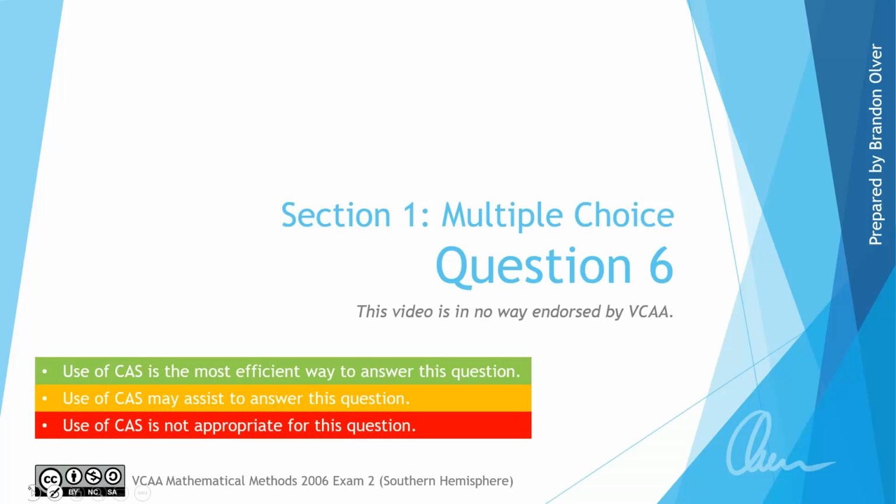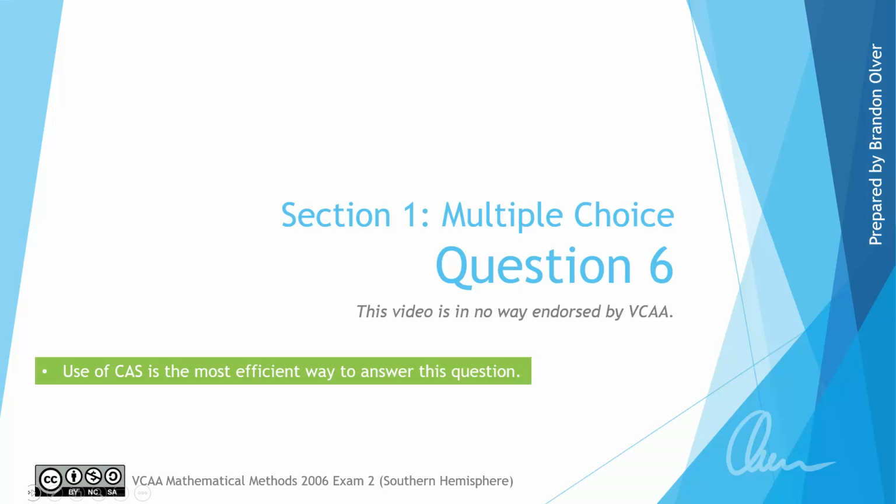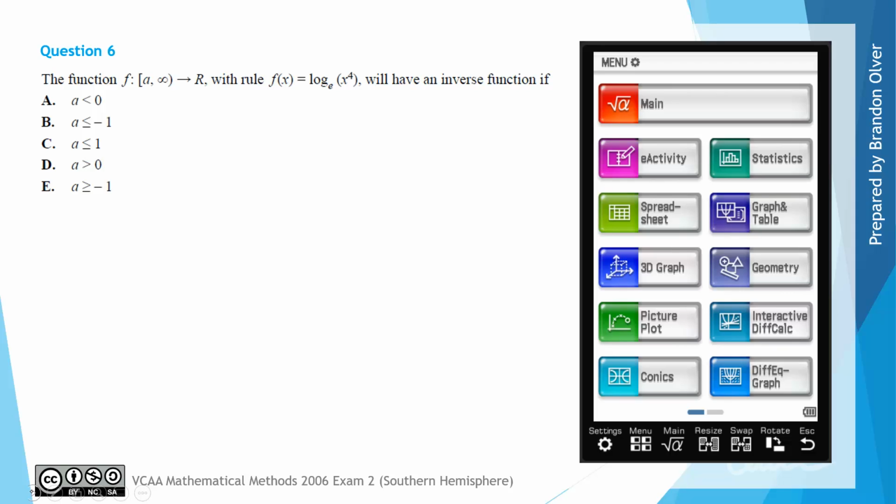Before we move on to the problem, I'd just like to point out that the use of a CAS calculator is an efficient way to help approach this question. For question 6, we consider the function f with a domain of a to infinity with a rule f of x equals log e of x to the power of 4. And we want to consider the values of a when the inverse function will exist.